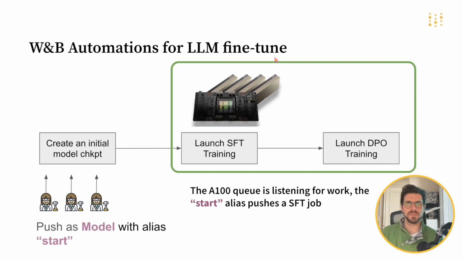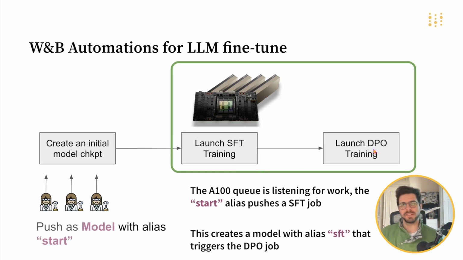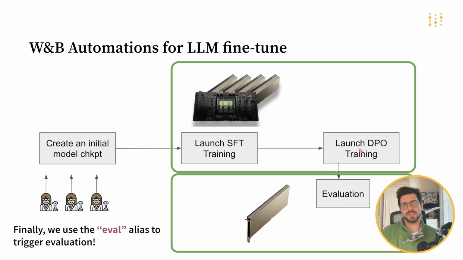In our case, we're using a node of 8 GPUs. The alias start will trigger the supervised fine-tuning job. Once that job has finished, it will push a new checkpoint with the actual model fine-tuned. This checkpoint will have the SFT alias that will trigger the later reinforcement learning phase, in our case, a DPO training. And then once the DPO training has finished, we will use the eval alias.